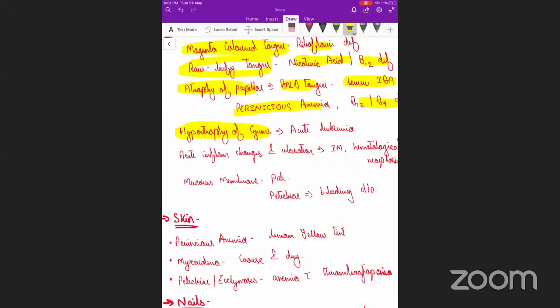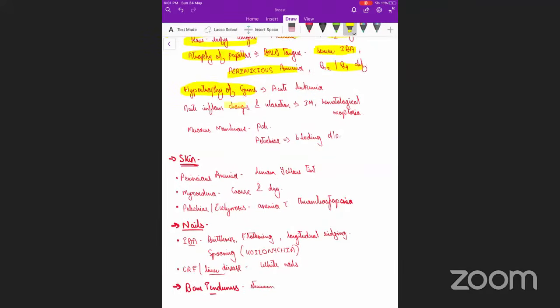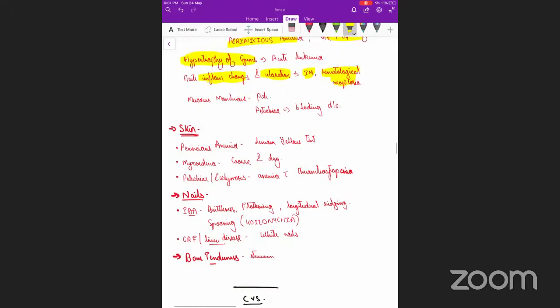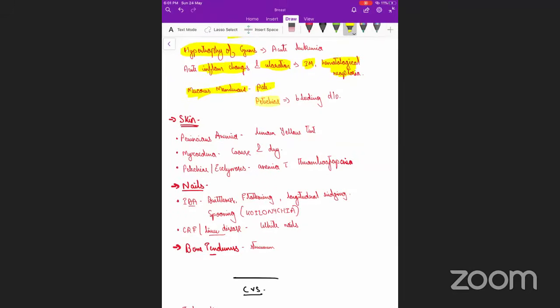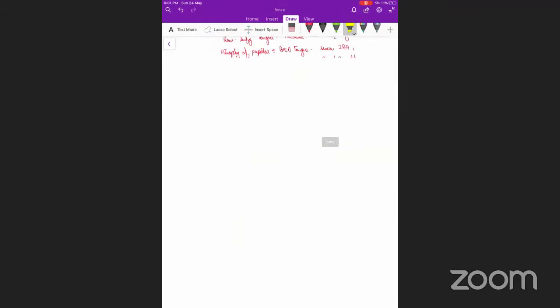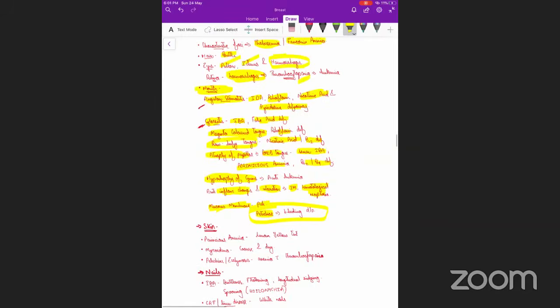Then comes any acute inflammatory changes and ulceration. This can be seen in infective mononucleosis or hematological neoplasia. Mucous membrane is again pale. If there are petechiae, then you can think of bleeding disorders. This was to do with the mouth.